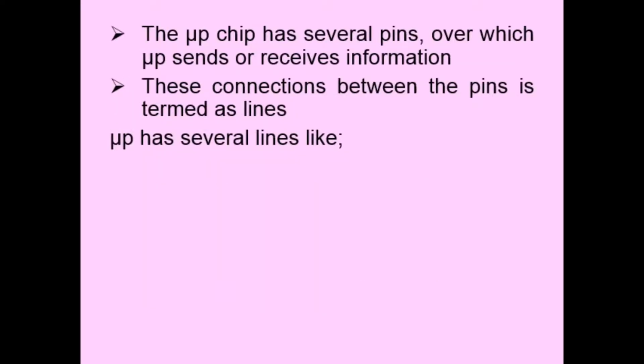Next thing is that the microprocessor chip has several pins over which the microprocessor sends or receives information. So if I want to send a signal or receive a signal, the microprocessor has to be connected. How do I connect it? It is connected by using several pins. Whenever you open a microprocessor and look, you can see there are some legs for it, which are sharp, and those sharp legs are called pins.